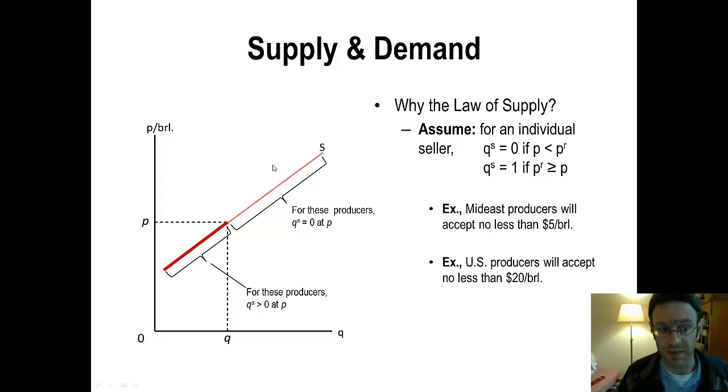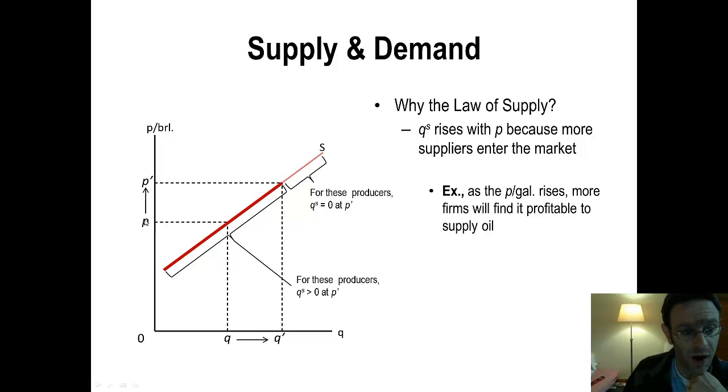Now, that said, the law of supply exists because when the price rises, in this example from P up to, say, P prime, we see an increase in the quantity supplied. As price increases, it gradually rises above more and more sellers' minimum willingness to accept.